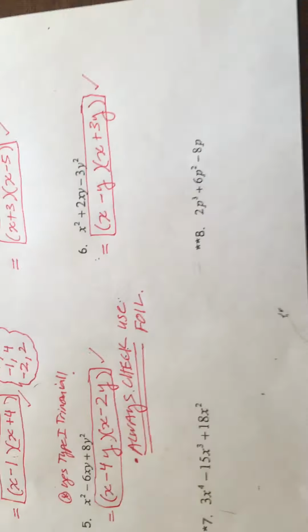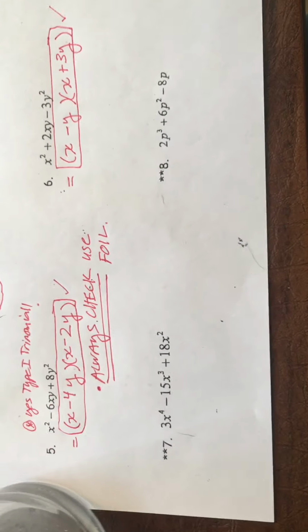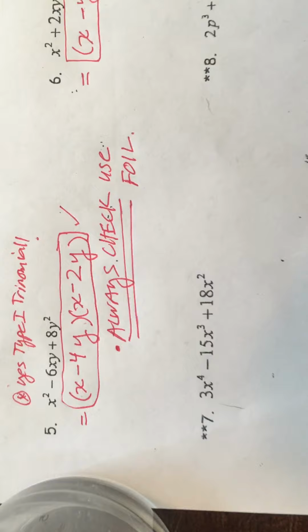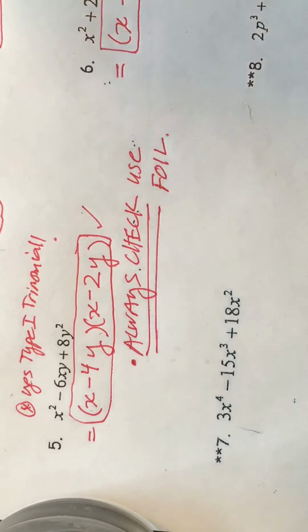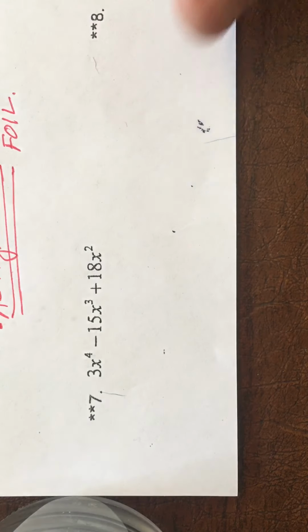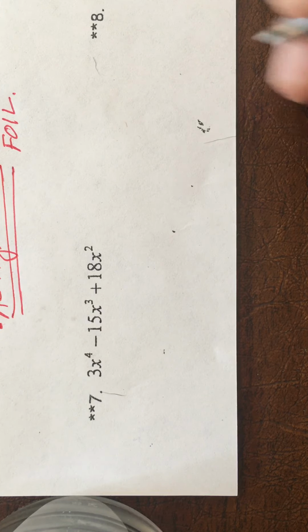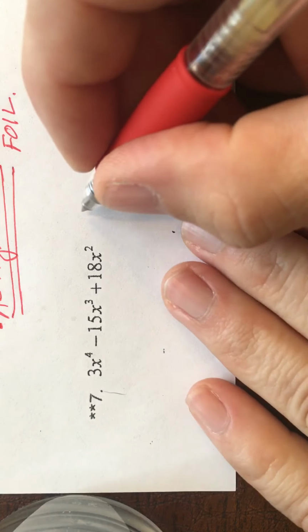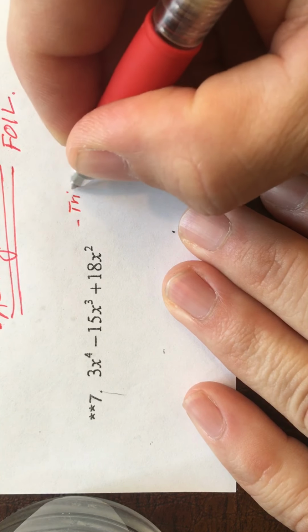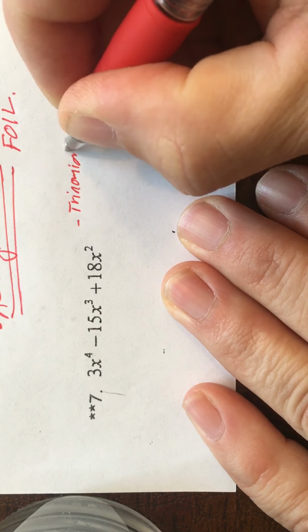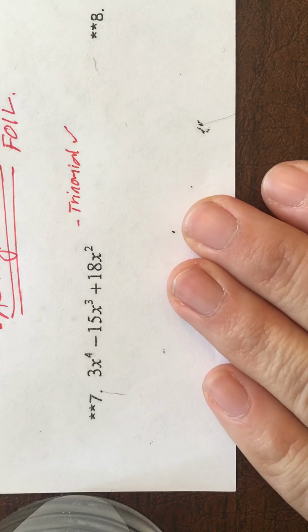Okay, this would be day 2, folks. I'm going to move on to number 7 and number 8. We'll take a look at number 7. Okay, and we notice here we always want to check, okay, do we have a trinomial? And if we take a look at this, this is certainly a trinomial. It has 3 terms, so we would check that.